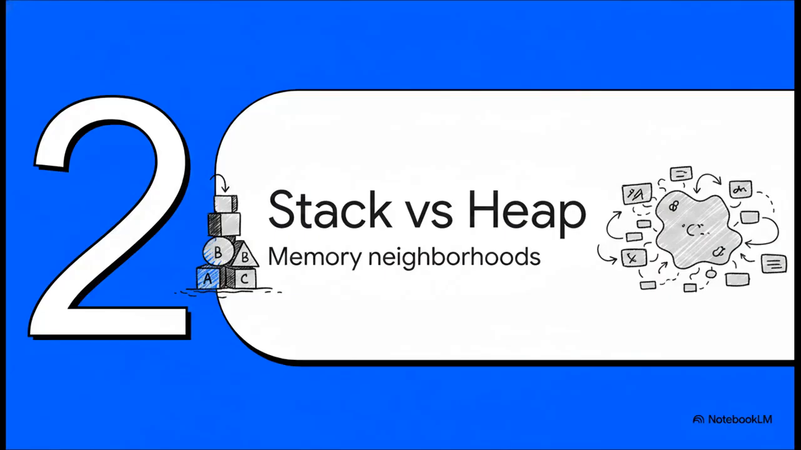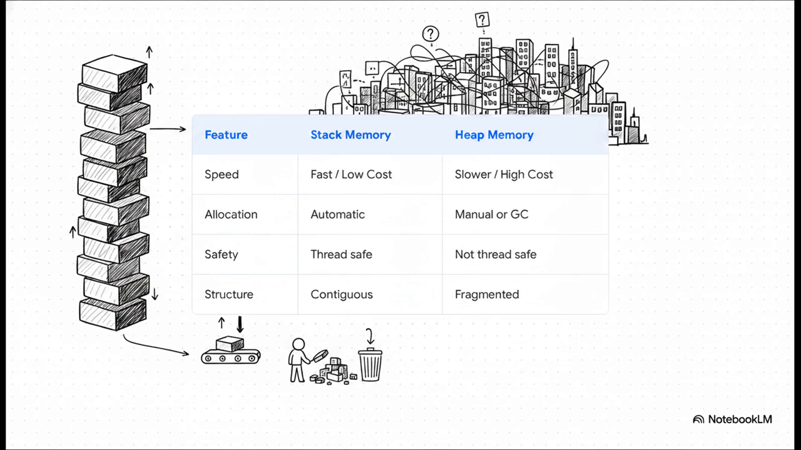Section 2. Stack versus heap memory. Let's explore the 2 very different neighborhoods where your code can actually rent space. Whenever you run a program, memory is typically split into 2 main areas: the stack and the heap. The stack is like a highly organized short-term rental market. It allocates memory automatically in contiguous blocks for your local variables every single time a function is called. And then bam, it frees it immediately when the function ends. It's incredibly fast and thread-safe.